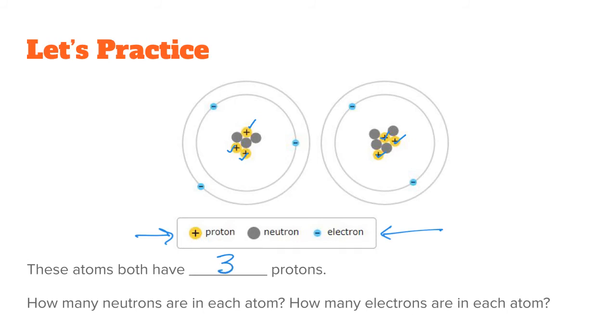Now let's see how many neutrons we have in each atom. Neutrons, as you can see, are just the neutral. They have no charge, so they're just a gray circle. So this one has 1, 2, 3, and this one has 1, 2, 3, 4 neutrons, okay? How many electrons are in each atom? Let's find the electrons. Remember, the electrons are negative, and they are not in the nucleus. So we need to look on the outside of the atom. This one has 1, 2, 3, and this one has 1, 2, okay?